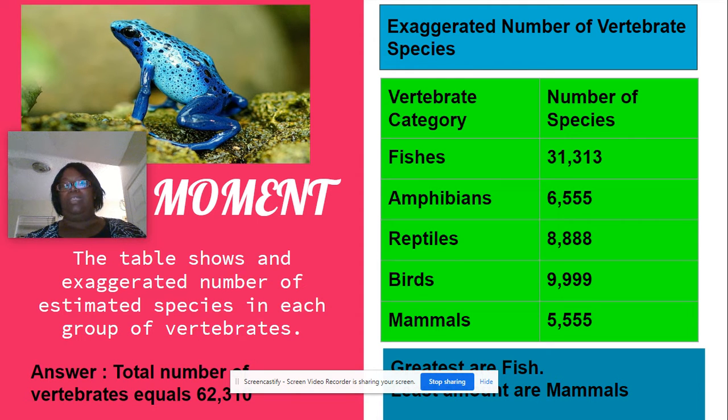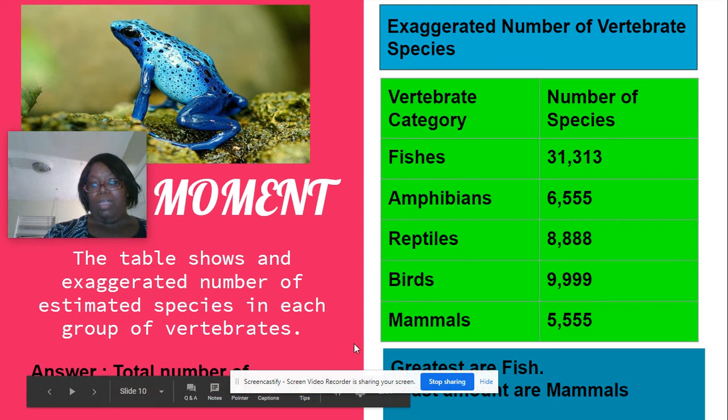You have amphibians, which is 6,555, but they did not make the cutoff. The smallest group of animals would be your mammals.